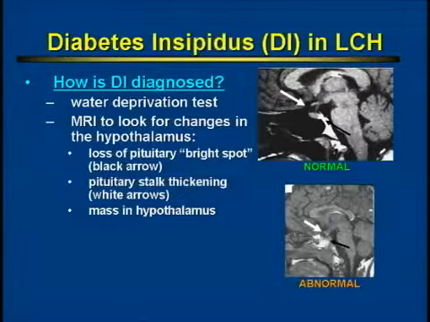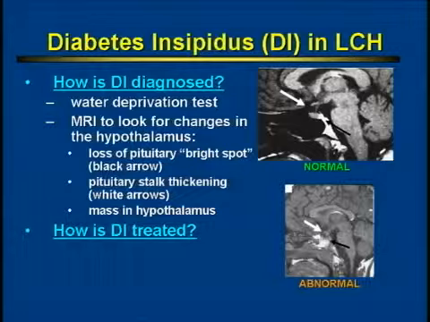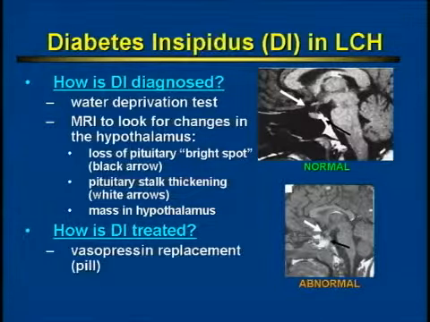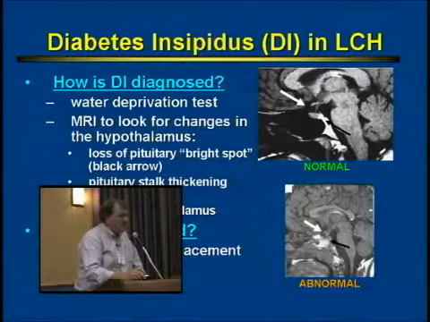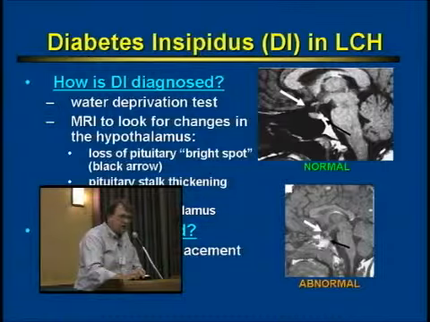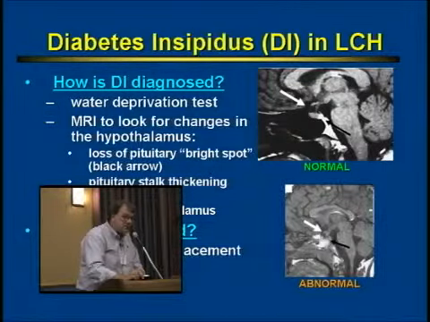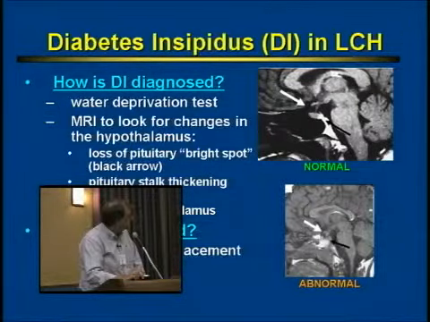And then if you have diabetes insipidus, how is it treated? Fortunately now, we have synthetic or artificial vasopressin that can be given as a pill, which very effectively regulates fluid balance. So it's no longer a life-threatening condition if it's diagnosed properly, but it's a chronic condition, and unfortunately you're stuck with this the rest of your life.